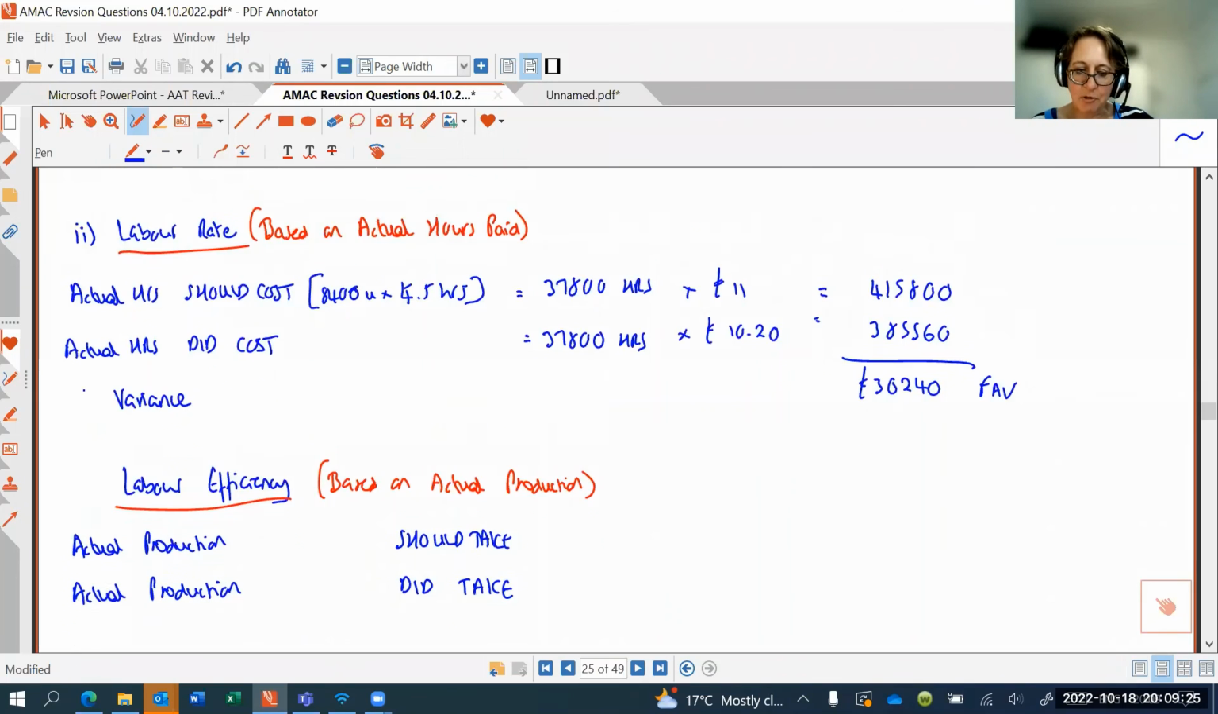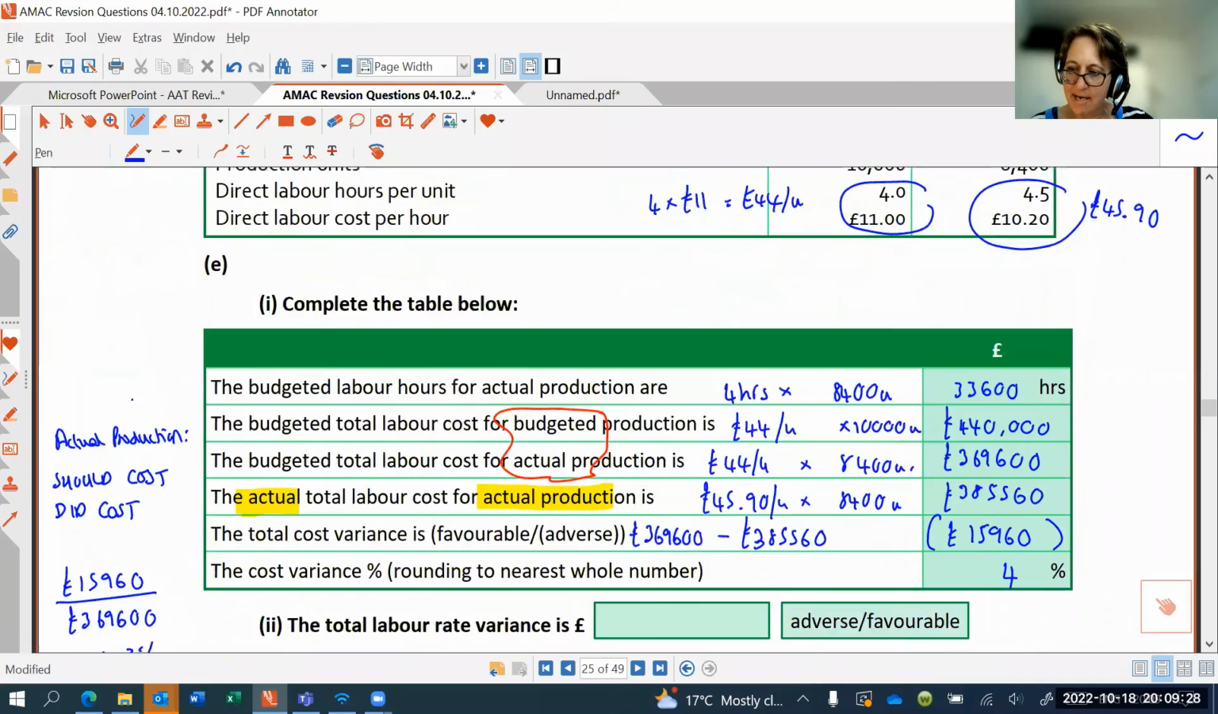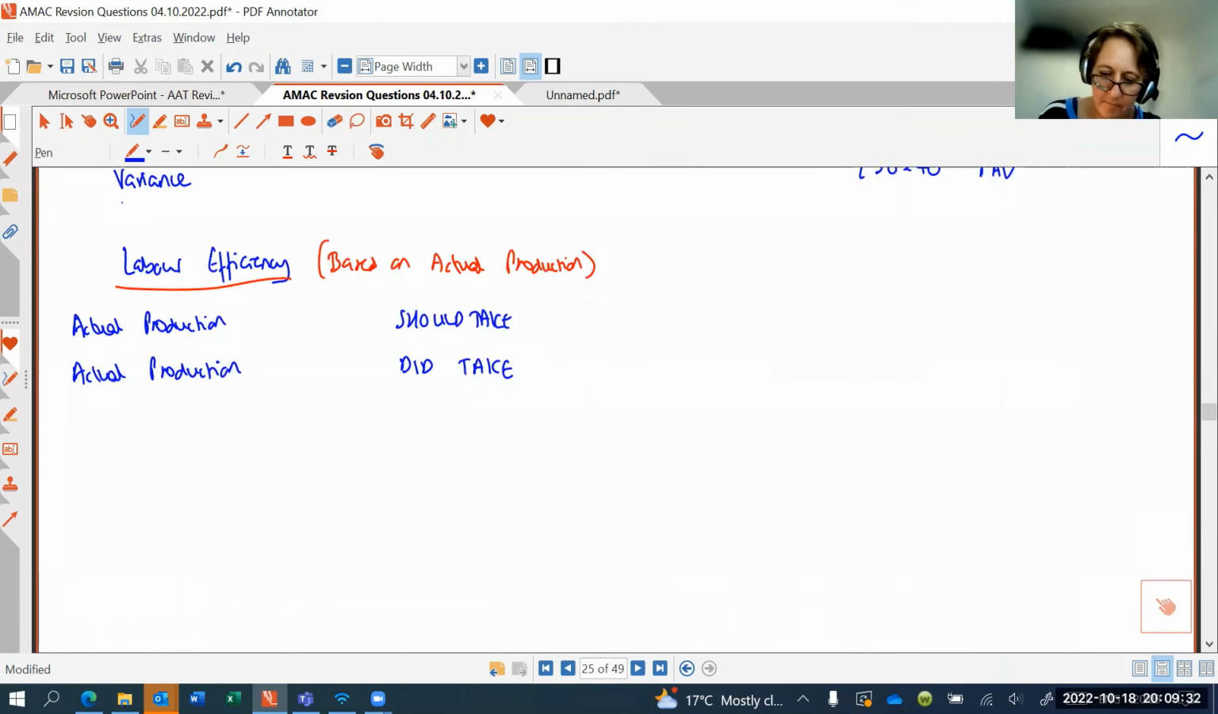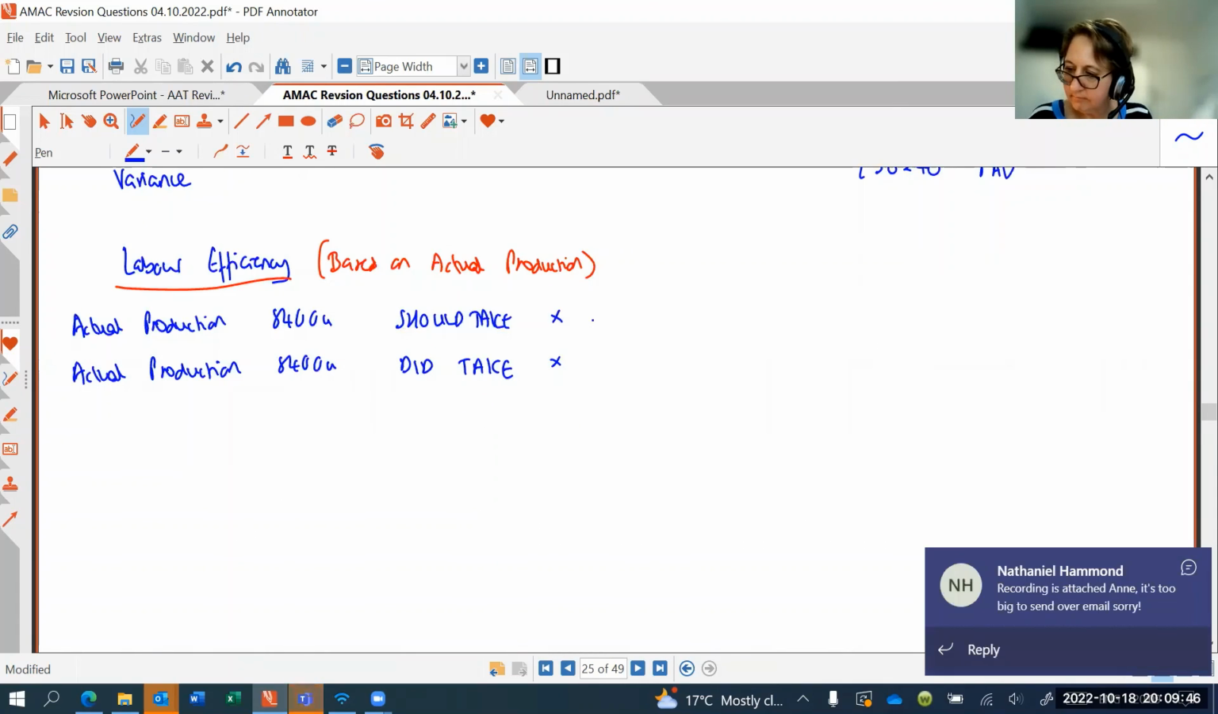So the actual production then, how many units did we actually make? Let's go back and have a look. The answer is 8,400. So we actually produce 8,400 units. That's what I want to compare. How long should they take? Well, the question said it should take 4 hours. But it actually took 4.5 hours.